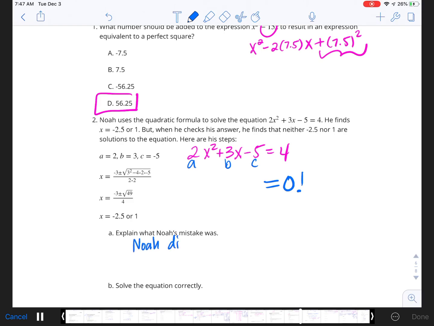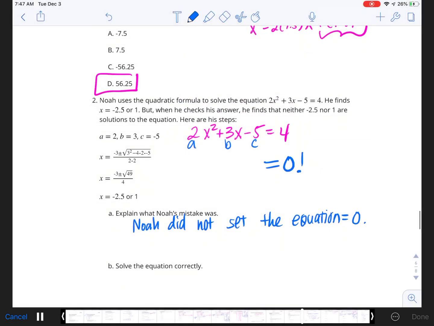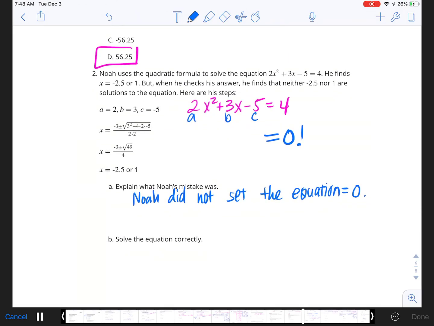So his big problem here, if you go back to the beginning, notice it wasn't equal to 0. It has to be equal to 0. Noah did not set the equation equal to 0. That was his mistake. So, set it equal to 0 and you can solve it.